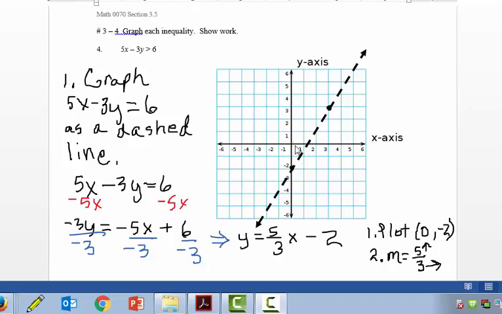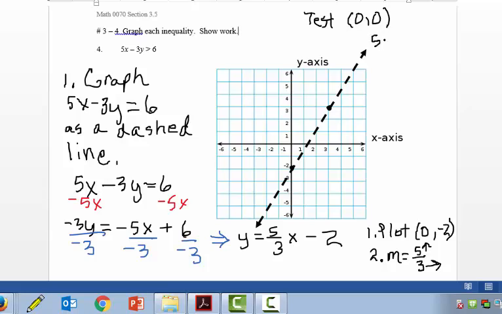And I now want to do a test. Since the origin doesn't lie on the line, I'm going to test 0, 0. That's always the easiest point to test. The only time you cannot use it is if it lies on the line. All right, so we'll see what 0, 0 does.